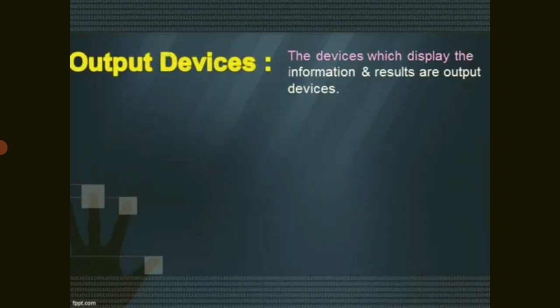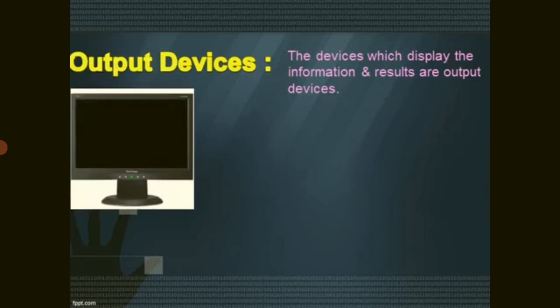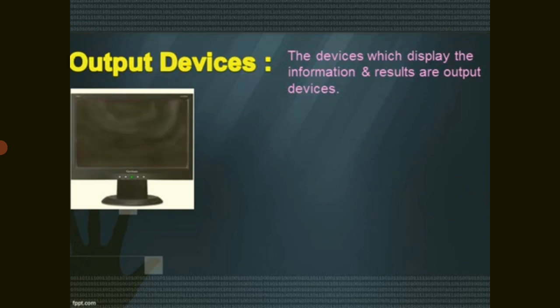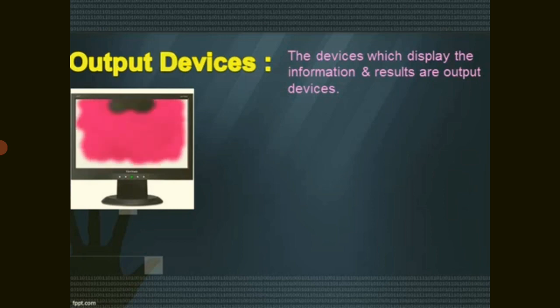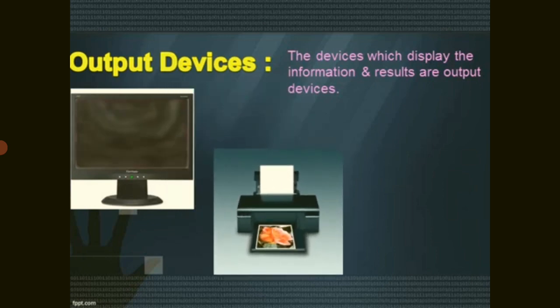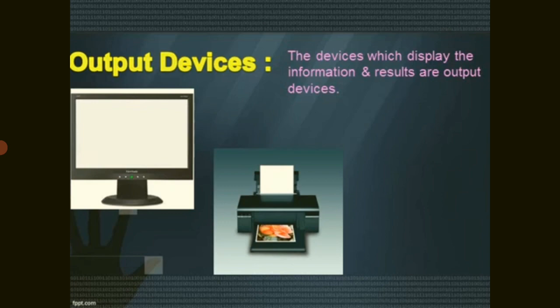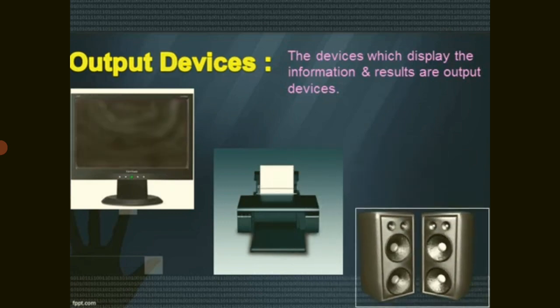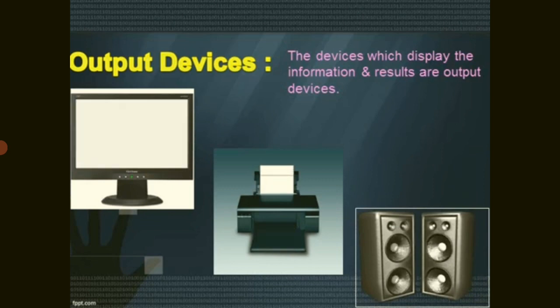Output devices. The devices which display the information and results are called output devices. Example, monitor and printer. Monitor. A monitor looks like a television screen. Whatever you type on the keyboard can be seen on the monitor. It also displays the processed information. Printer. It prints the output that you see on the computer screen on paper. Speaker. Speakers are used to hear music and sounds stored in the computer.